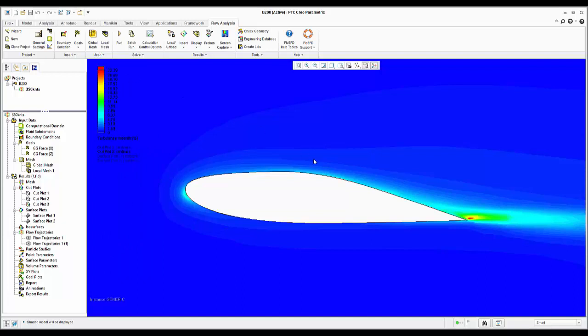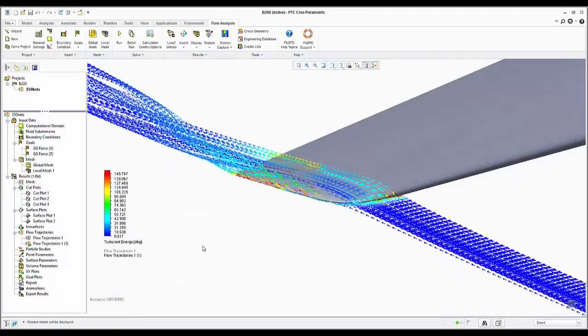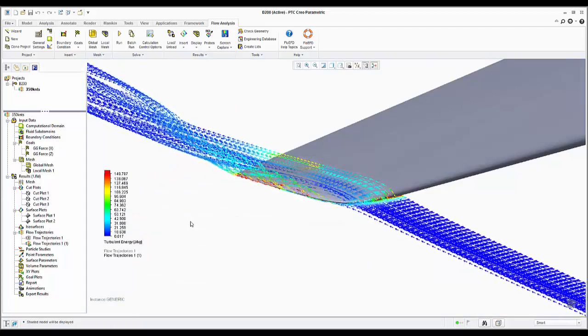Flow around the aircraft shows the velocity vectors and in particular the wingtip vortices. These can be isolated and colored by turbulent energy, which shows the chaotic mixing nature of the flow at the wingtips.